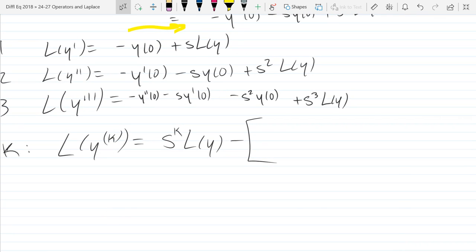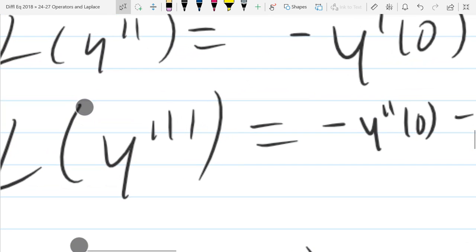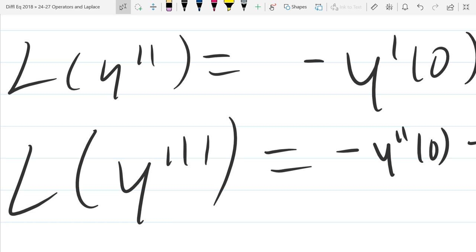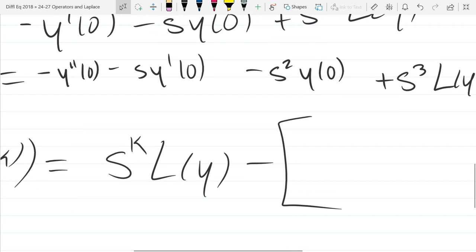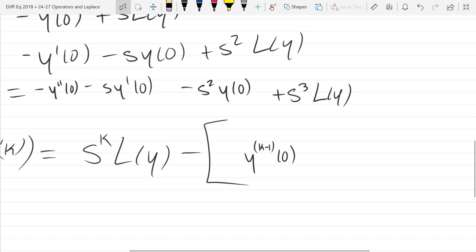What is the highest derivative term we're going to see? There's no n here. If you look right here, you can see on either line, it's basically one less derivative than you started with. We started with k, so it'll be k minus 1. So this is y to the k minus 1 derivative of 0. The highest derivative has no coefficient in front of it, so there's no s's in front.